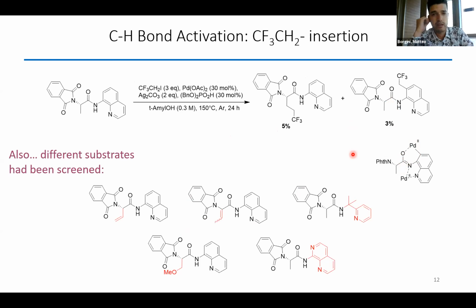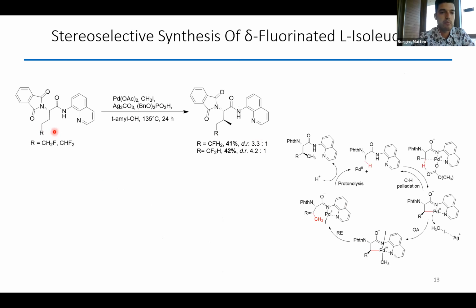So we haven't figured out yet why the reaction with the trifluoroethyl iodide doesn't work. It's probably due to electronic effects, but we are still investigating. So with the monofluoro and the difluoro derivatives in our hands, we moved on with the second CH bond activation in order to introduce the methyl group at the beta position.